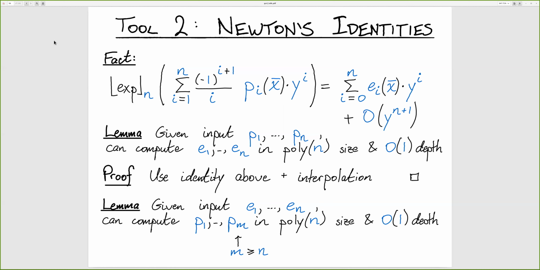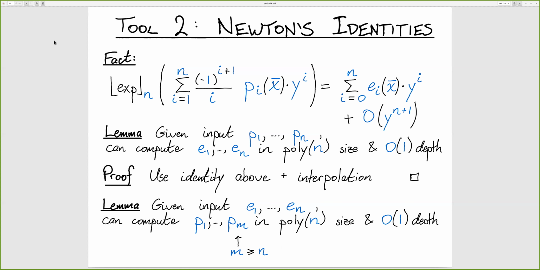Okay, so we have this conversion between... Just to be sure, in the first version there, you're interpolating something of degree n squared, right? Yes, yes. And here you'll also do something like at least up to degree m, or maybe m times n, I don't remember. Yep. Yeah, okay.